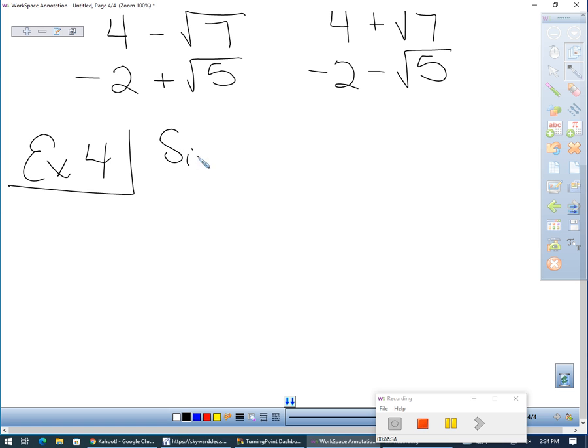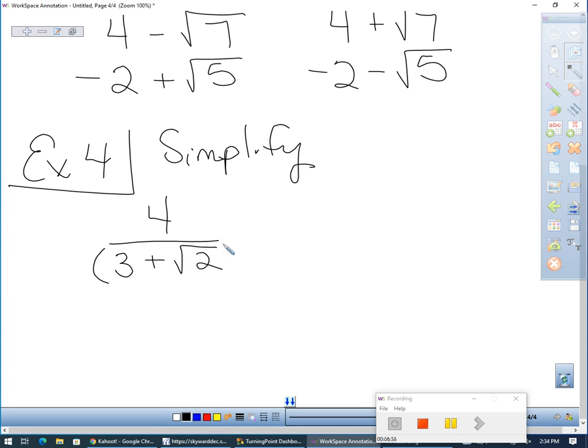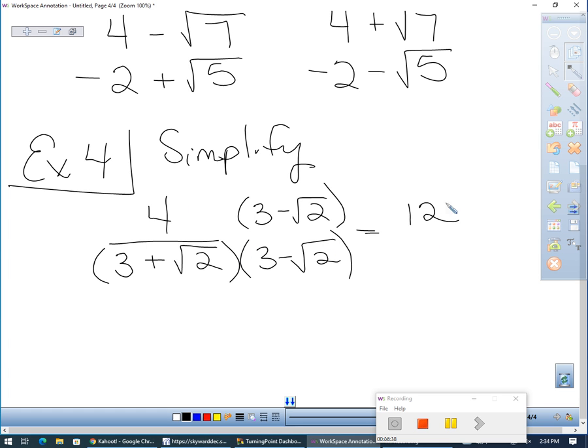So here is example number 4. I'm going to ask you to simplify 4 over 3 plus the square root of 2. So if I have 3 plus the square root of 2 in the denominator, to get rid of that, I have to multiply by the conjugate. Good. 3 minus the square root of 2. Whatever I multiply the bottom by, I have to multiply the top by. All right. On the top, we can actually distribute that 4 through the parentheses. So 4 times 3 is 12. And 4 times negative square root 2 is negative 4 square root 2.